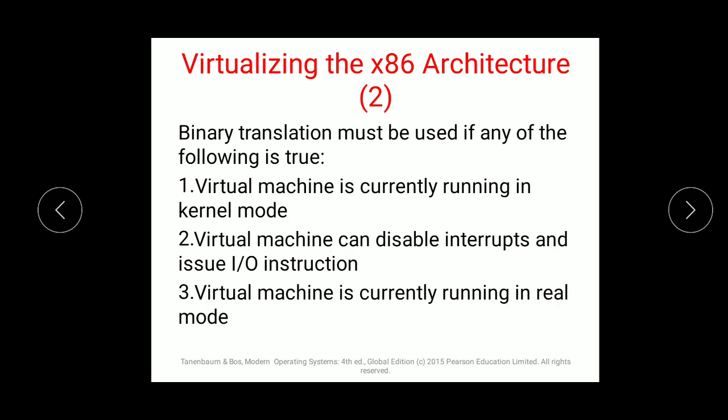So what are the three criteria? Virtual machine is currently running in kernel mode. If it is in the actual mode, you can go, that is in the kernel mode. And second, the virtual machine has interrupts disabled and is issuing IO instructions, input and output instructions, at that time you can do binary translation. And third, if it is running in real mode, that is your current running machine, at that time also you can do the binary translation.